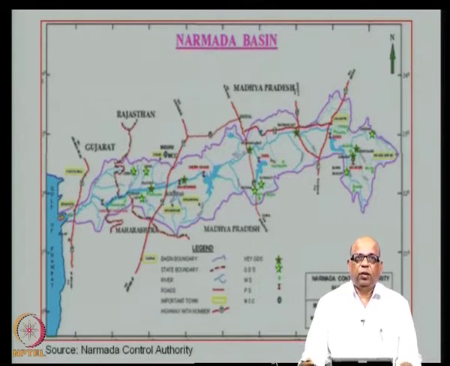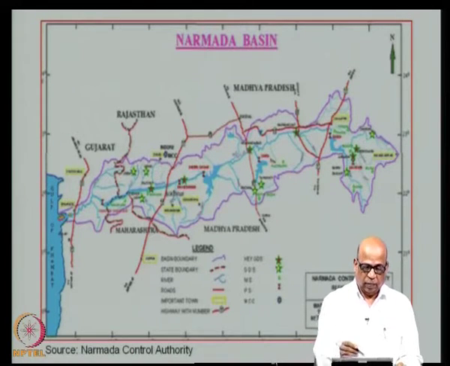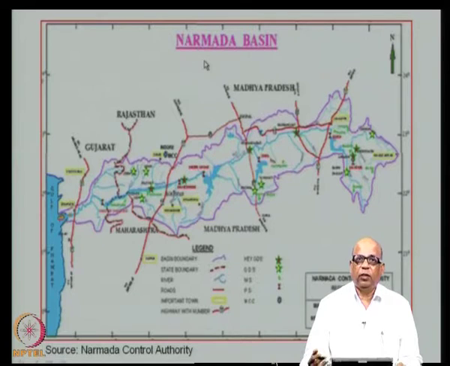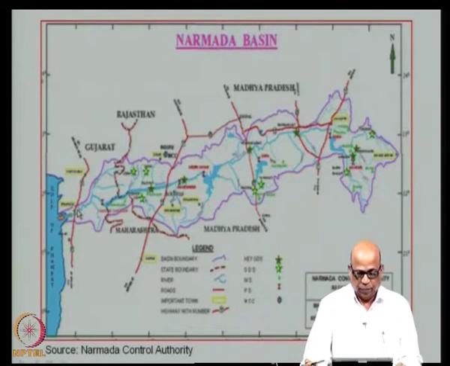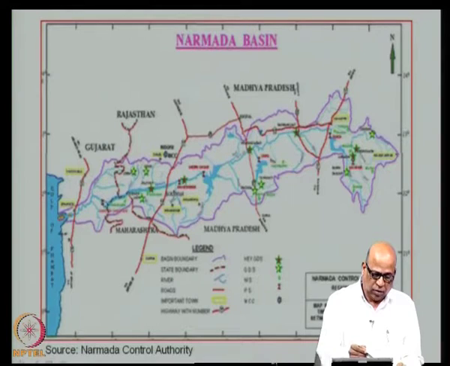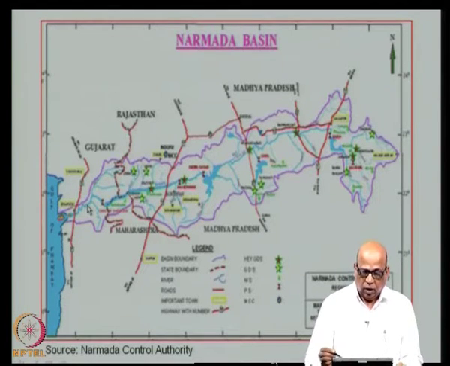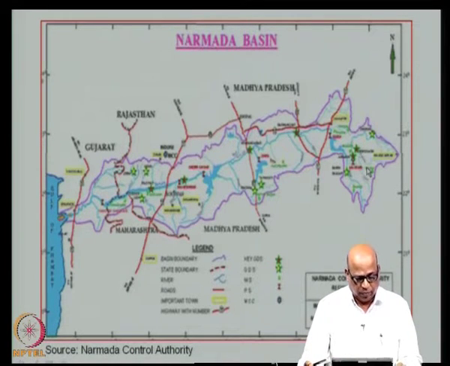We look at some specific large basins, and the example that I am giving is of the Narmada basin, which is a large river basin, and it serves several states. For example, Madhya Pradesh, Gujarat, Rajasthan and Maharashtra. Maharashtra is here, Rajasthan is here, Gujarat, and Sardar Sarovar is just on the border of Madhya Pradesh. As it crosses Madhya Pradesh, you have the Sardar Sarovar reservoir.